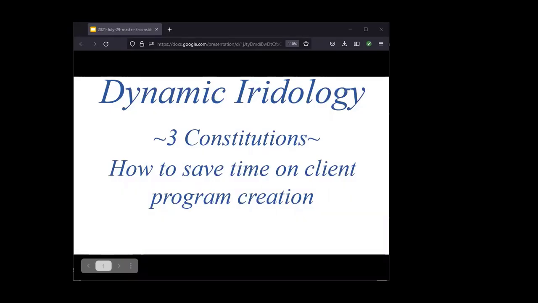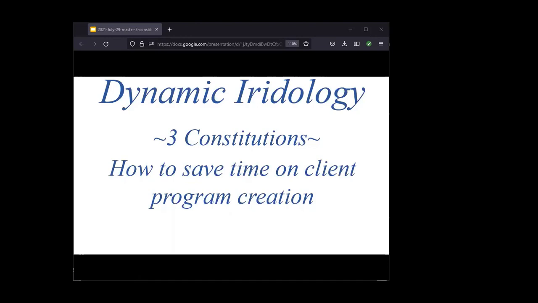Introduce you to the 3 constitutions. We'll talk about what constitutions are, and we will also talk about doing an analysis with these things. Now, as we go through this, please feel free to ask questions and make comments, and we will make sure that we get things answered for you as much as time permits today.